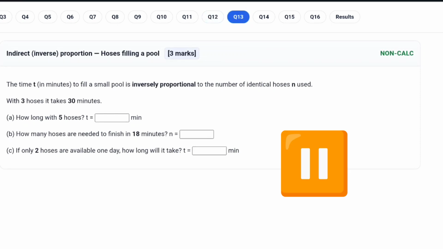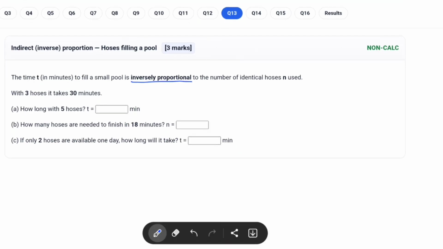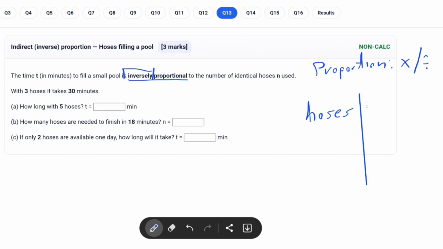Stop here for question number 13. On question number 13, we're gonna be working with proportion. And as I previously mentioned, on proportion exercises, we only work with 2 operations. It's either gonna be division or multiplication. In this case, because it's inverse, which means the opposite, we're gonna be working on one side with multiplication and on the other side division, or vice versa, which means the opposite basically.